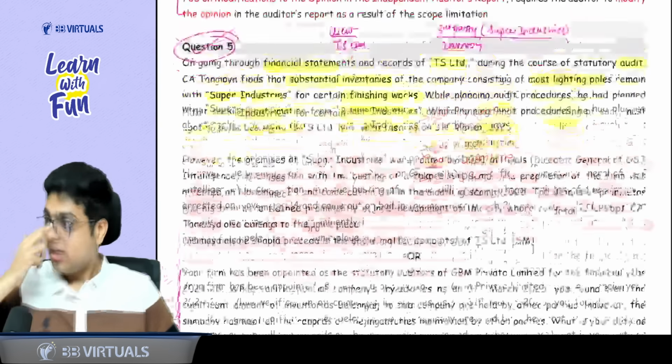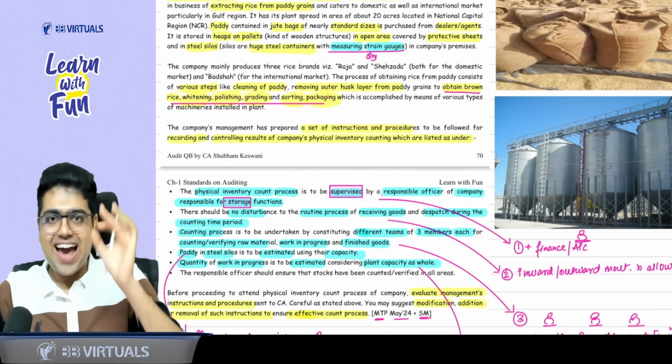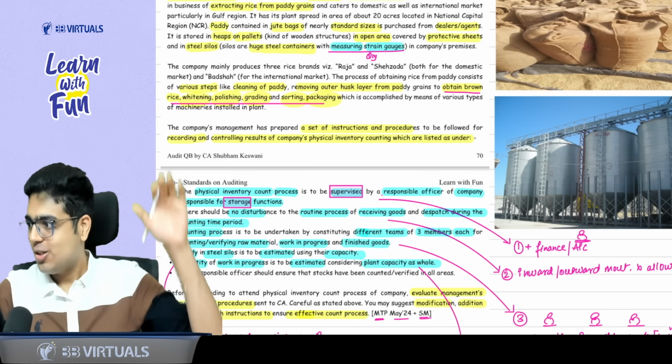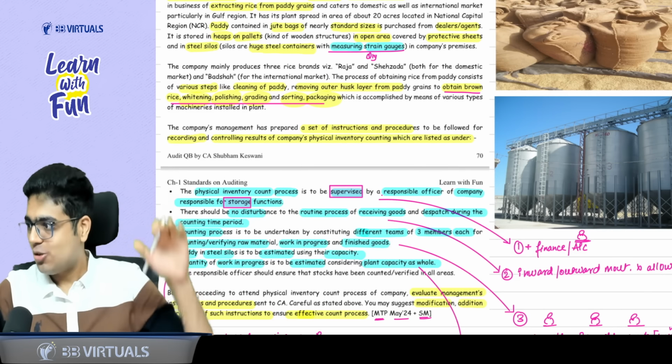So what has happened? Remember I told you that as an auditor you need to evaluate the management instructions and procedures in the case. Yes, sir. Now when I'm evaluating the management instructions, I need to find the mistakes in it. I need to suggest some additions or deletions. So on the basis of this, we will suggest it. It's a very amazing question. Please focus. So see what it says.